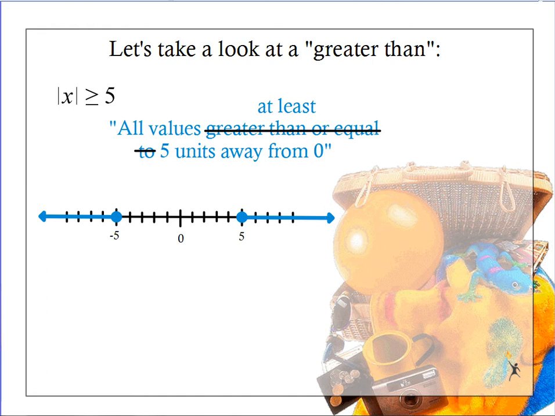I can write this solution as a compound inequality. Of course, this time I'd want to use an OR statement since I'm not talking about the values in between. These are values that are less than or equal to -5 or greater than or equal to +5. They can be in one or the other category, but they don't have to be in both at the same time.